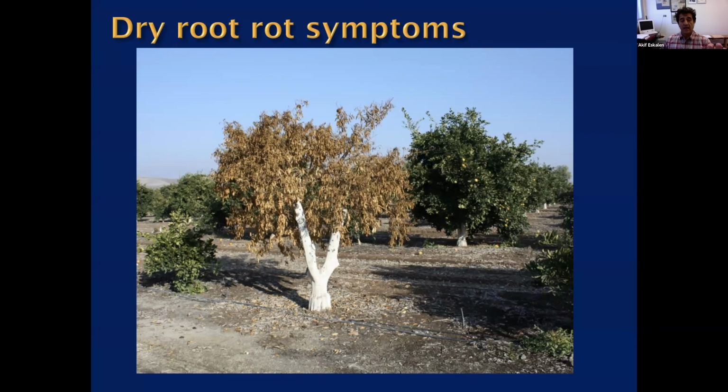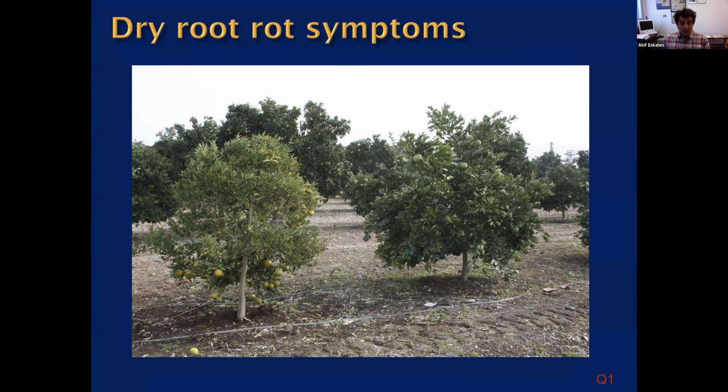Another indication that tells me dry root rot is caused by a soil-borne pathogen or group of pathogens is this. When I see the entire plant show a symptom like this, that also shows that there is something wrong in either the main trunk or in the roots of the plant.